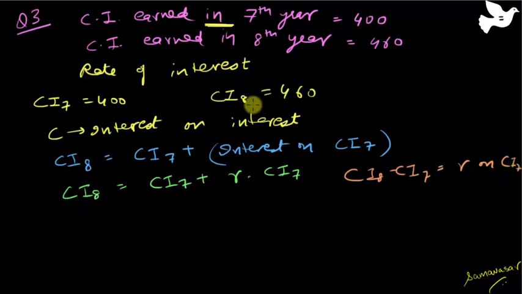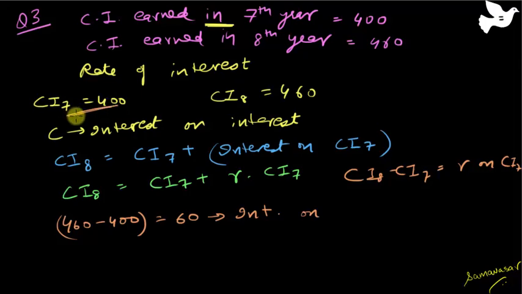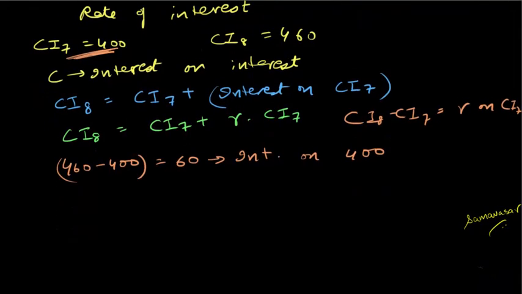So in this case CI8 is 460, CI7 is 400. 460 minus 400 is equal to 60 rupees, which is the interest that I am earning on the compound interest of the 7th year, which is 400. So you can very well calculate, it's just simple, it is 60 by 400 into 100, which is equal to 15%. But let me just again put this down in case you have not exactly followed what I am saying.